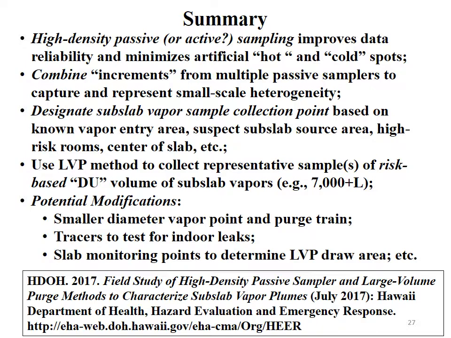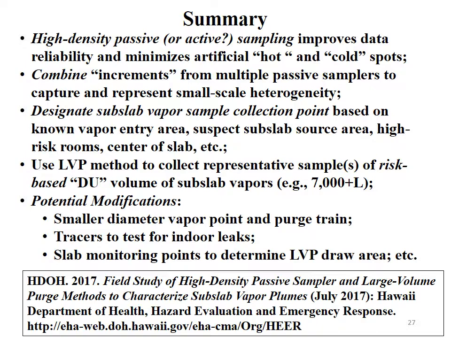So that's it. Just in summary, high density passive or active sampling definitely improves data reliability, and minimizes the chance for artificial hot spots and cold spots and confusion over these issues. It's probably not very realistic to install 100 passive samplers in a slab, but it just gives you an idea of how limited your data might be, and the cautions you need to take when you can only install a small number of points within a slab to initially characterize a vapor plume under a slab.